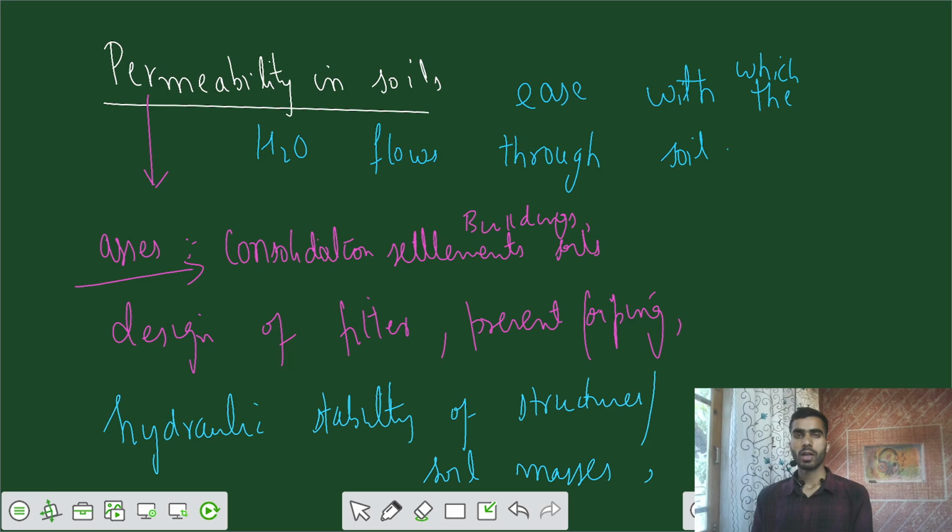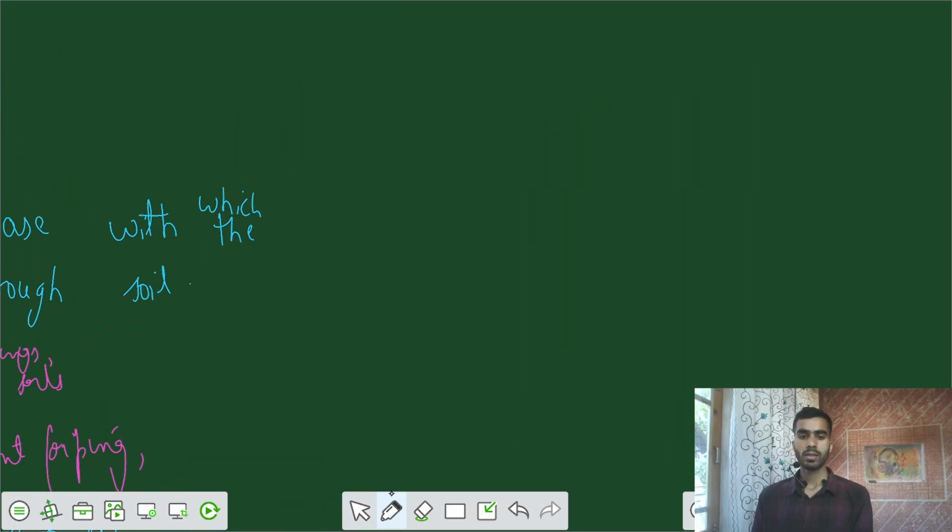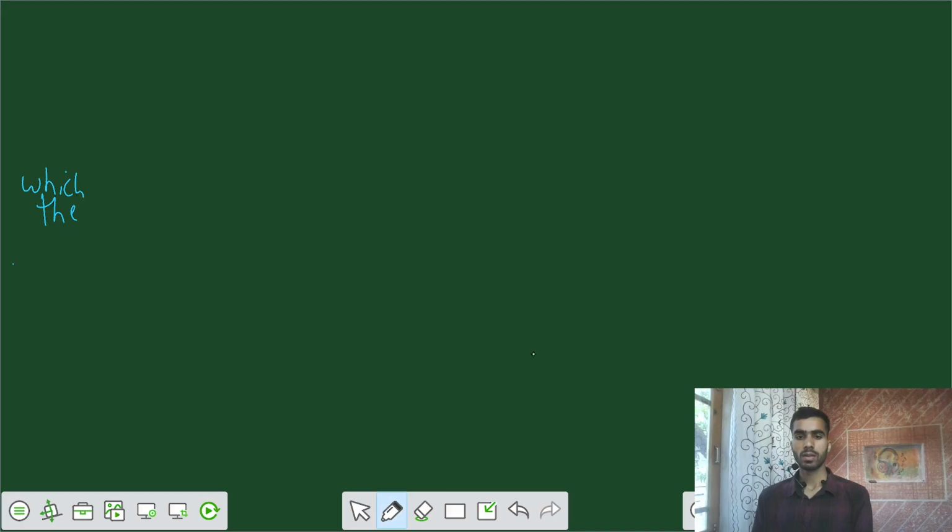So that's actually how the water is flowing through the soil. So we have a law here that's given by Darcy. So that's your Darcy's law. So let's write Darcy's law.